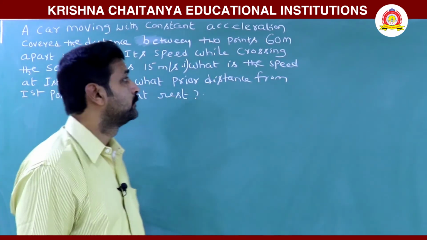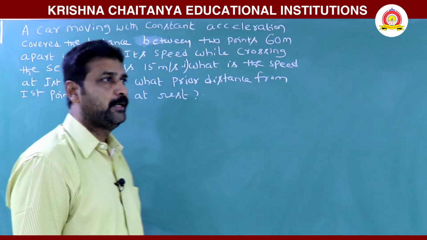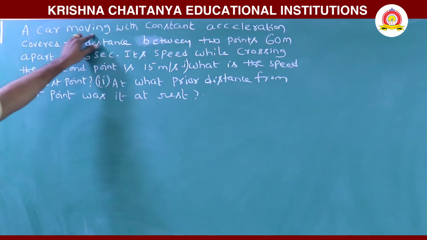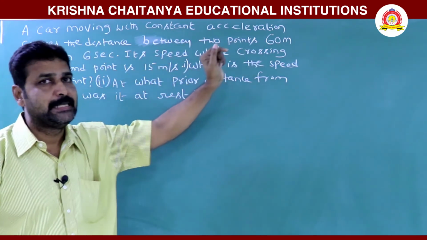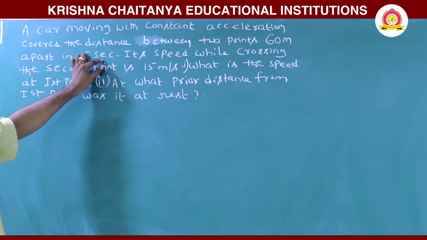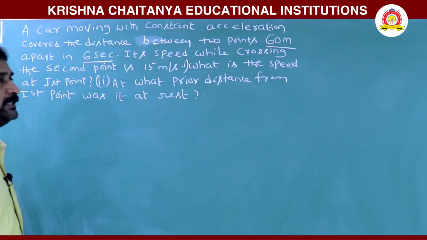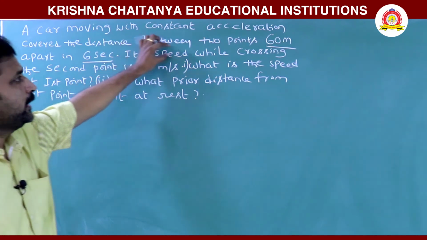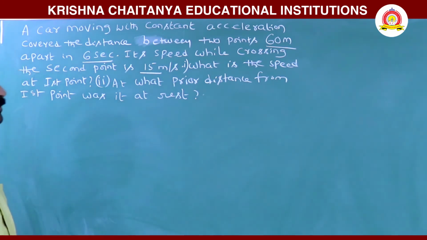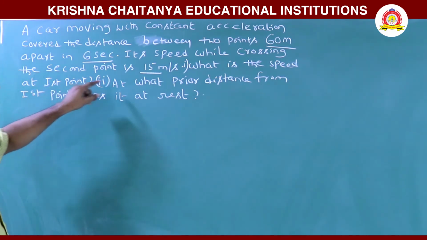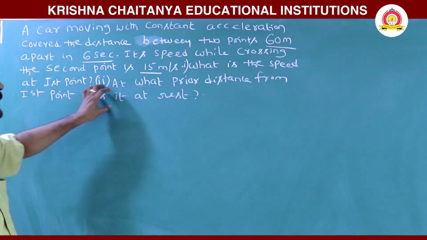Yeah, morning students. The continuation of problems based on equations of motion. Here is a problem for you. A car moving with constant acceleration covered the distance between 2 points 60 meters apart in 6 seconds. Its speed while crossing the second point is 15 meter per second. What is the speed at first point and at what prior distance from the first point was it at rest?